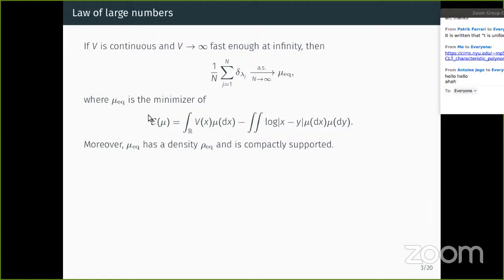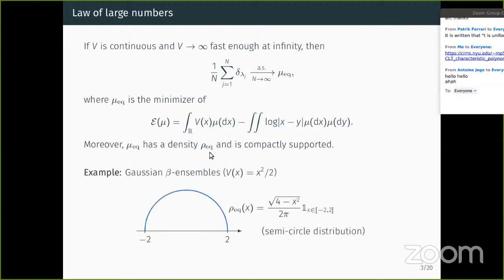And this equilibrium measure can be defined as the minimizer of this energy, which is obtained as the limit of the Hamiltonian. And this equilibrium measure has a density that I will denote by rho eq, and it's compactly supported. So one example is if you take the quadratic potential, then you find the semicircle distribution as the equilibrium measure.